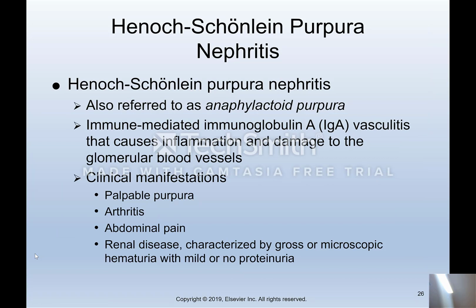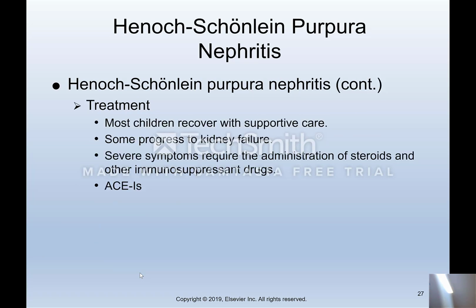Henoch-Schönlein purpura nephritis is also referred to as anaphylactoid purpura. It's an immune-mediated immunoglobulin A vasculitis. It causes inflammation and damage to glomerular blood vessels. It's pretty rare; I've never seen it. Symptoms are abdominal pain, palpable purpura, and arthritis, obviously an immune disorder leading to arthritis in children, like rheumatoid arthritis. Treatment: most children recover with supportive care. Some progress to renal failure. Some people require steroids, immunosuppressive drugs, and ACE inhibitors.